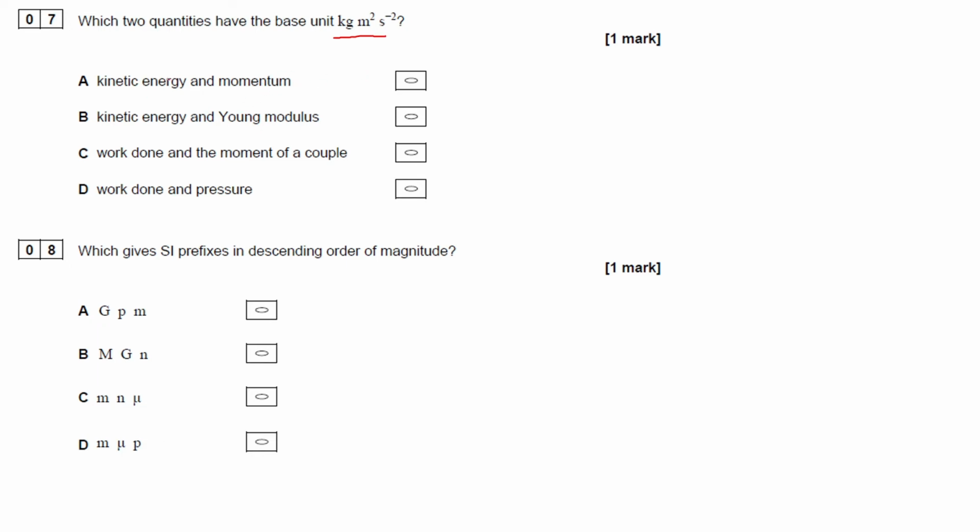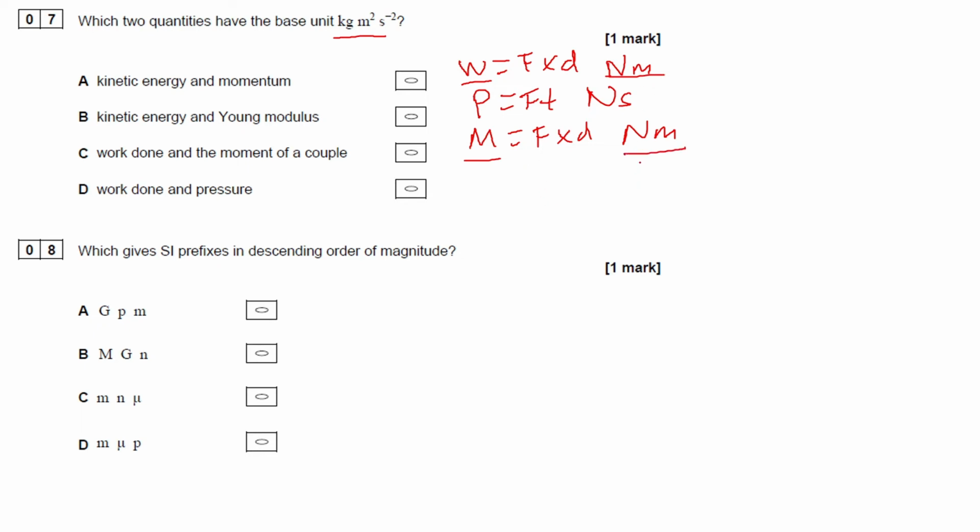So all energies, I can use an equation for energy such as work done, tells us the unit for energy is Newton meters. Momentum, we can use an equation for momentum being Newton seconds. Moments, equation for moments is force times distance, so that will also be Newton meters. So straight away we see these two, energy and a moment, have the same units, and these can also be broken down into the base units of kilograms meter squared per second squared by using an equation for force such as F equals ma.